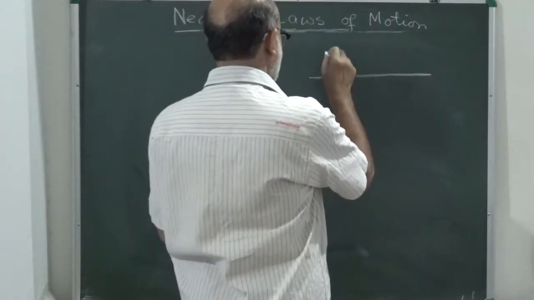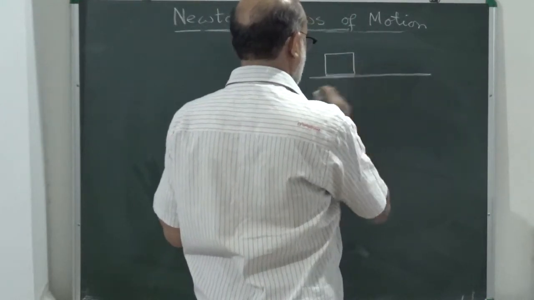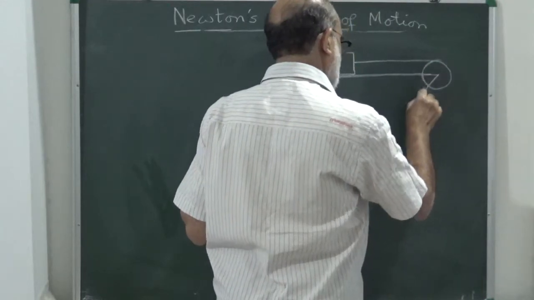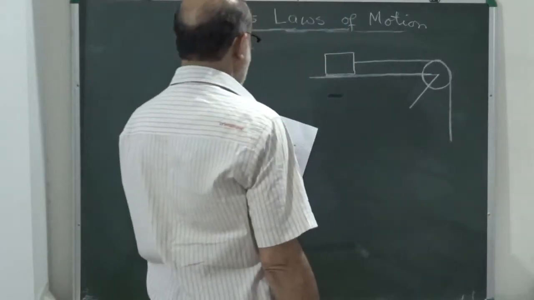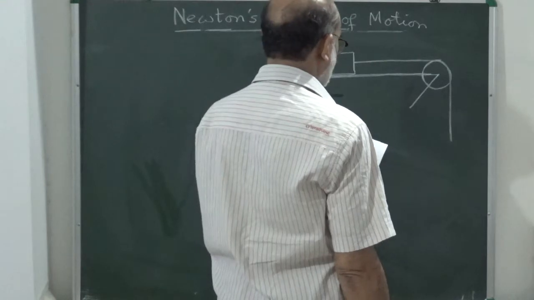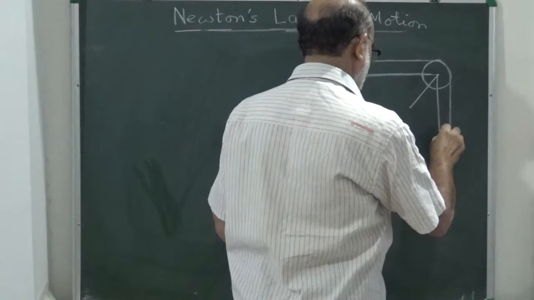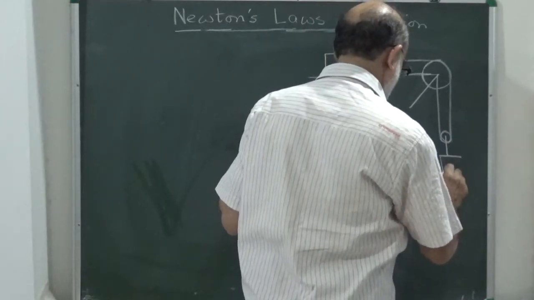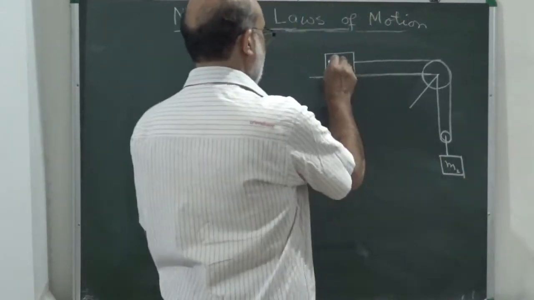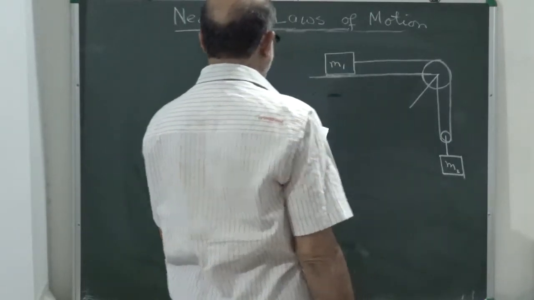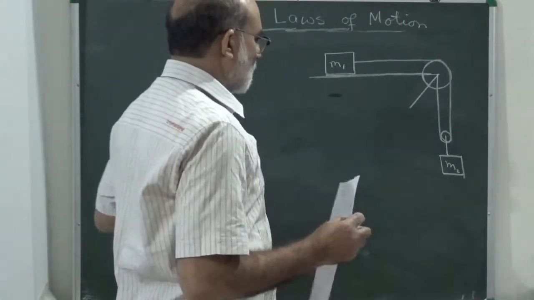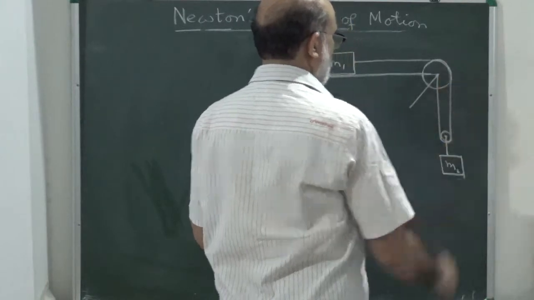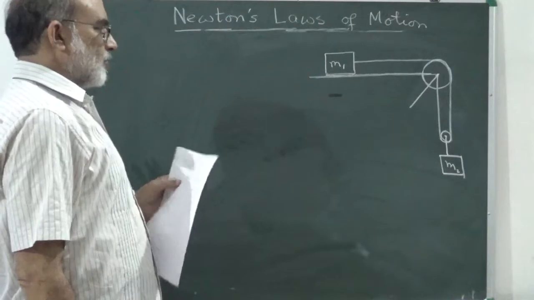Suppose a block... So this is our system having masses m1 and m2, and there are two pulleys as shown in the figure. The masses are connected by two pulleys as shown in the figure. Now we have to find the equation of motion and solve the problem.